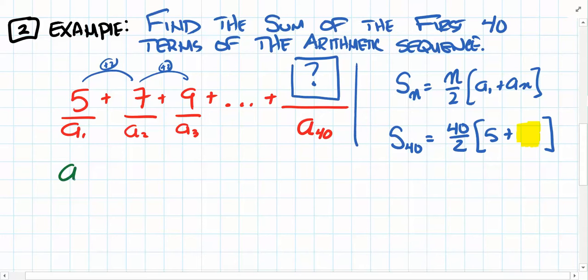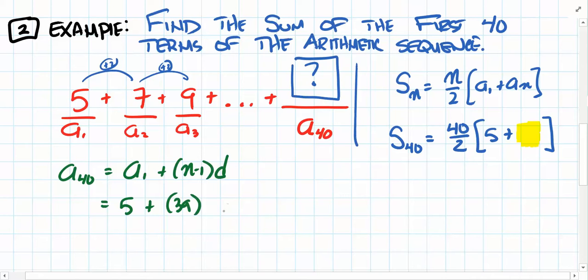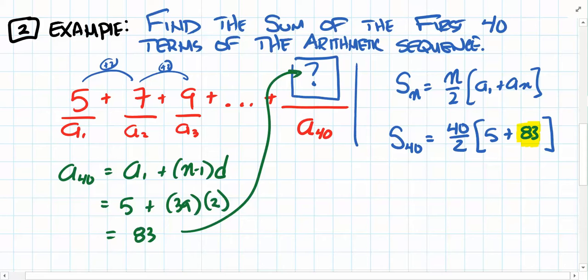So I want a sub 40. It's going to be a sub 1 plus the quantity of n minus 1 times d. We learned this in the previous lesson. So this is going to be 5 plus 39 times the difference, which happens to be the number 2. This is going to be a value of 83. So now I know that the 40th term is 83, and that's the number that I plug into this formula over here.